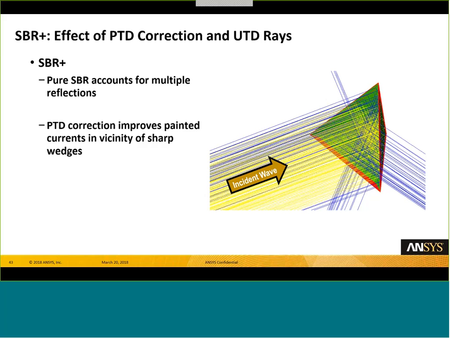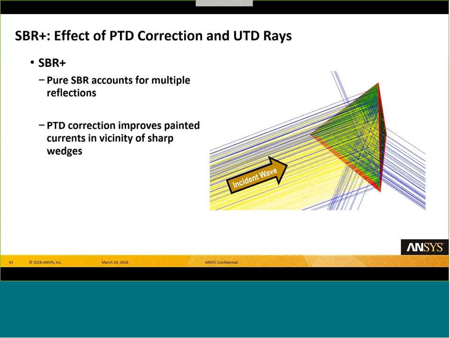Now, physical theory of diffraction correction actually improves those deposited currents in the vicinity of the sharp edges. So if you think of the deposited current, it's non-uniform when it shows up near one of these abrupt edges. So the currents typically are decreasing in one direction and increasing in the other direction, which is very unlike currents that might be deposited in the center of a large section that might be far from these edges. So adding that PTD correction makes a significant improvement on the result.